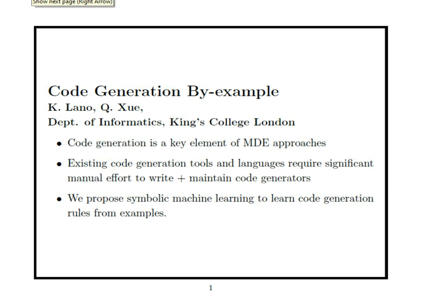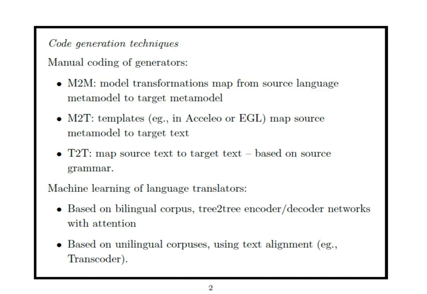Now, what we propose to do is to use some machine learning approach to do that, but in particular a symbolic machine learning approach. So existing code generation techniques have mainly been manual coding, and these can be divided up as model to model, where someone writes a model transformation in a language like QVTR to map from models representing the source language specification to models that represent the target language program. This, of course, requires expertise in the model transformation language as well as in the source and target meta-models.